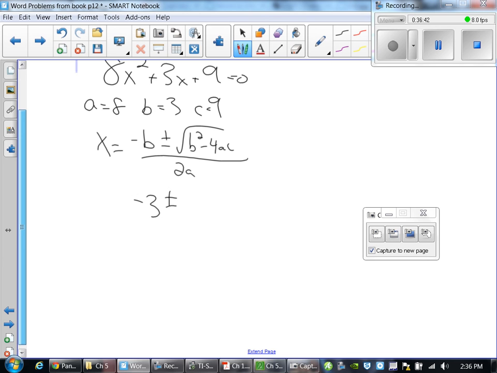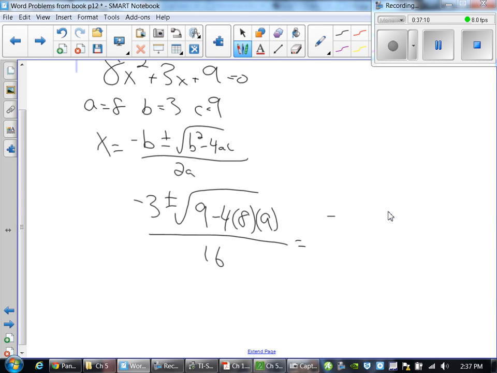Negative 3 plus or minus square root of 9 minus 4 times 8 times 9, all over 16. I squared 3 right away and got done with it. Come on, guys. Let's see. We have 72 times 4, so that'd be 144, 288. 9 minus 288 is negative 279. Thank you, I almost said 6. So we have negative 3 plus or minus square root of negative 279 over 16.